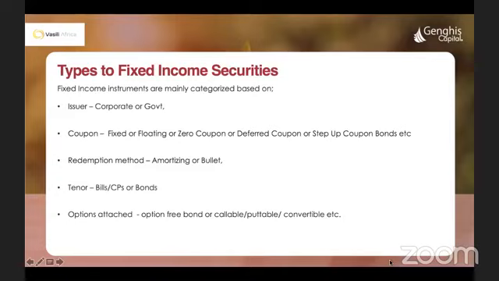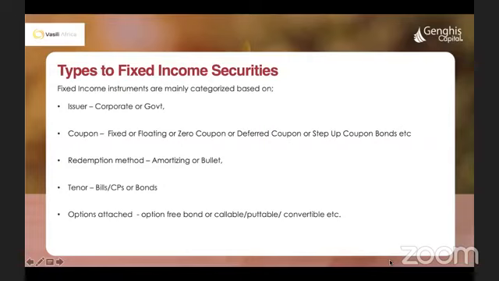bonds. Bullet: end of year 1, I'll only pay you coupon. Year 2, I'll only pay you coupon. Year 3, I'll only pay you coupon. Year 4, I'll only pay you coupon. Year 5, I'll pay you the last coupon plus the principal. That's bullet. So bullet, entire amount at the end. Amortizing, progressively, I'm being paid a portion of my principal as the bond approaches maturity.